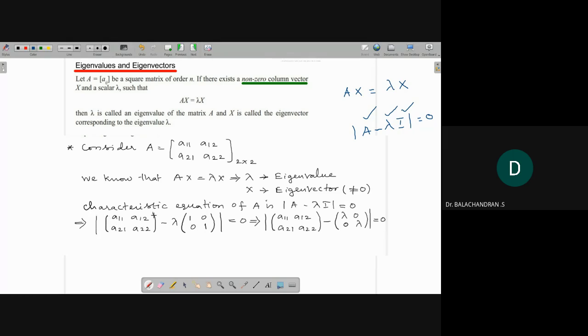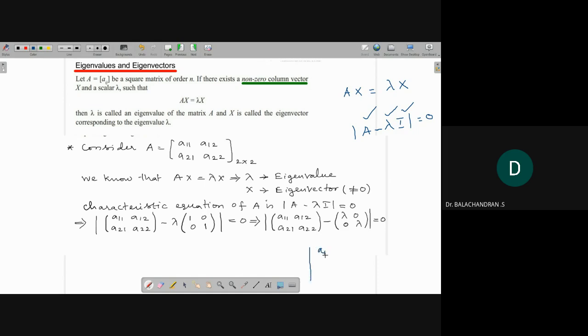This is the matrix A minus lambda I. The identity matrix is what? 1, 0, 0, 1. So now this is equal to 0. This implies the same matrix A is here, minus, keep minus outside, lambda multiplied by 1, 0, 0, 1, that is lambda, 0, 0, lambda. This is one matrix, this is another matrix. This is a 2 by 2 matrix, this is a 2 by 2 matrix. So if you subtract these two matrices, you will get what?